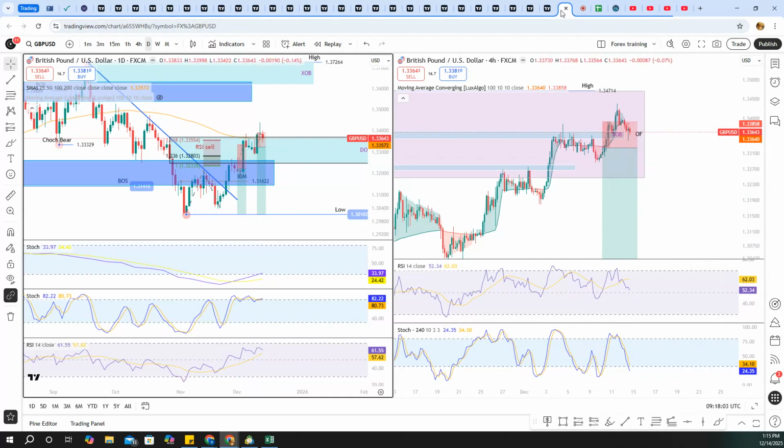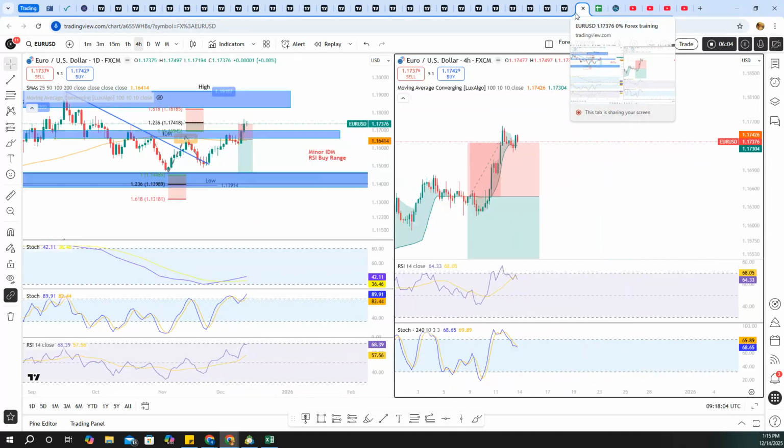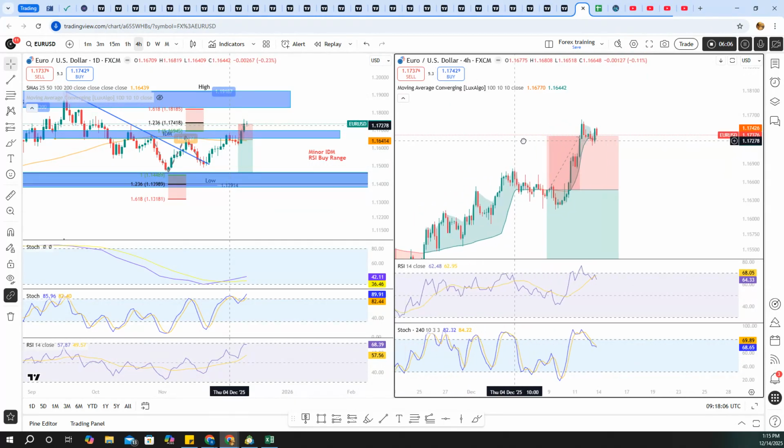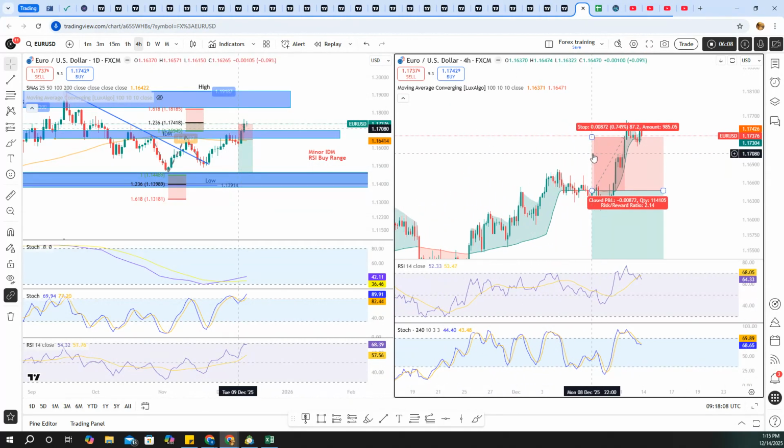Okay, let's go back to the euro USD. I want to see something at this point here. Was it below? No, it wasn't below. Look at this number here.